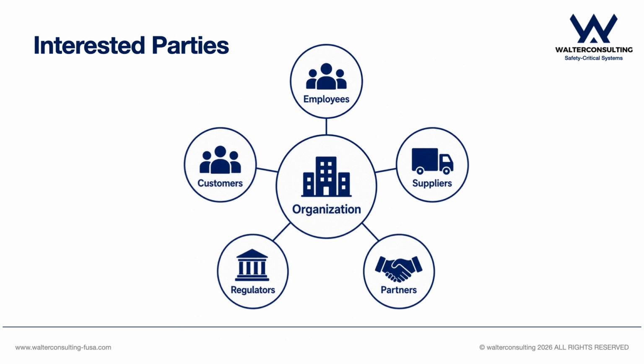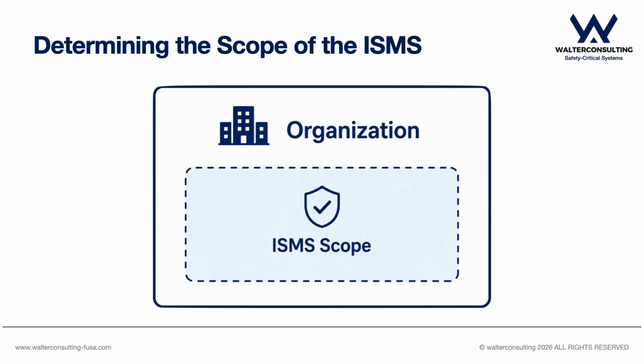With this information available, the organization can determine the boundaries of its information security management system. The scope defines exactly what is included within the information security management system. Depending on the organization, the scope may cover the entire business or only specific departments, locations, products, or services. Clearly defining these boundaries is essential because every later activity within the information security management system depends on them. An unclear scope can lead to inconsistent implementation and unnecessary complexity.